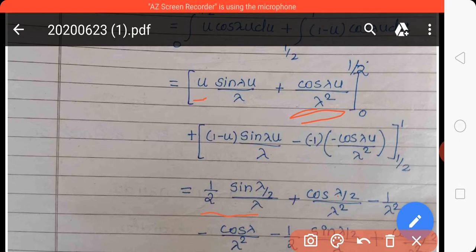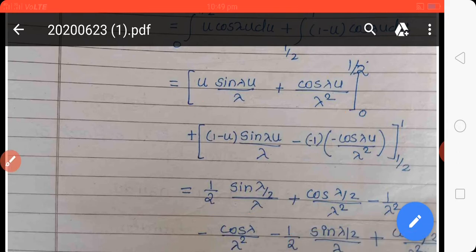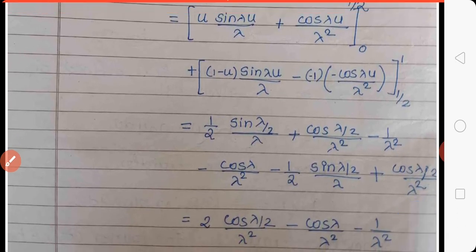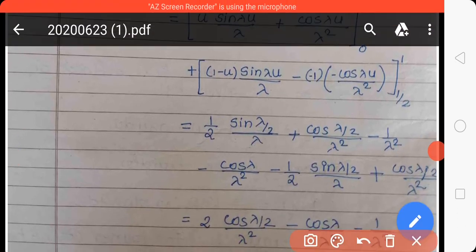And if we put the lower limit 0, then the first term is equal to 0, and the second term is cos 0, which is 1, upon lambda square. Since it is the lower limit, we get the minus sign, therefore minus 1 upon lambda square. Similarly, we find the value of the second term. Put the upper limit 1. Here 1 minus 1 is 0, therefore the first term is 0.